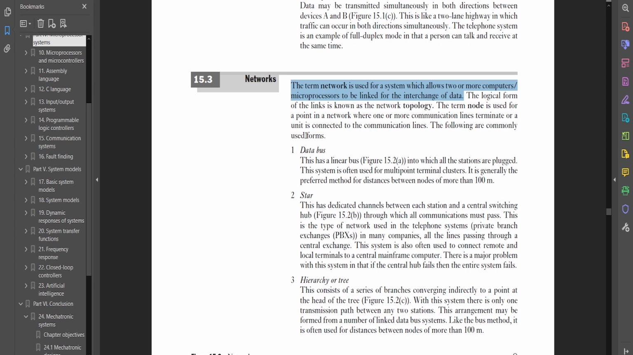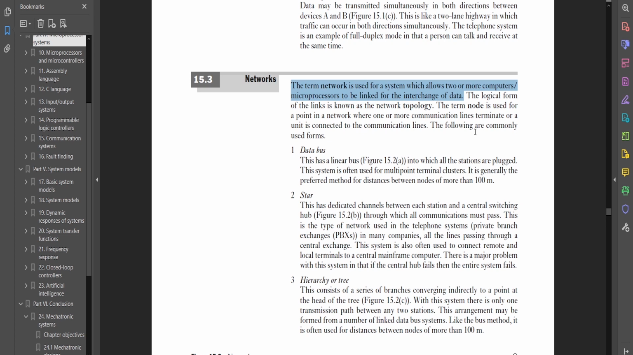So the following are commonly used forms. What are we talking about here? The logical form of the links is known as a network topology. The form of the links. Okay, so how they're formed, how they're linked together. The term node is used for a point in the network. Yep, we know that. So 1 or more communication lines terminate, or a unit is connected to the communication lines.